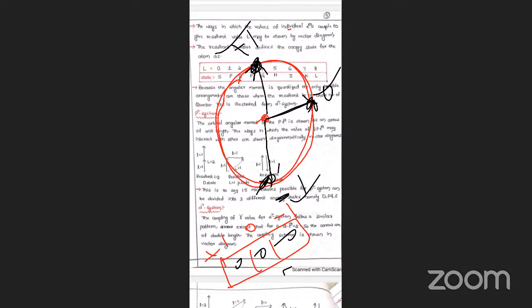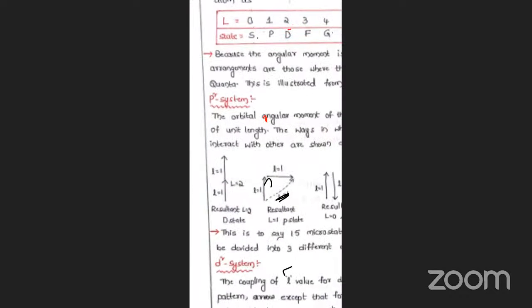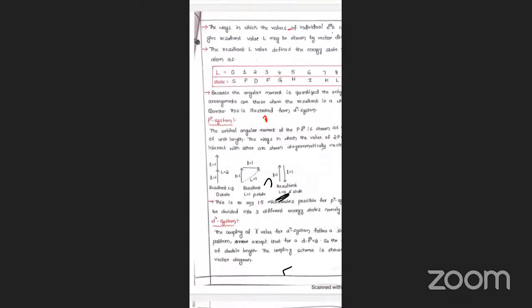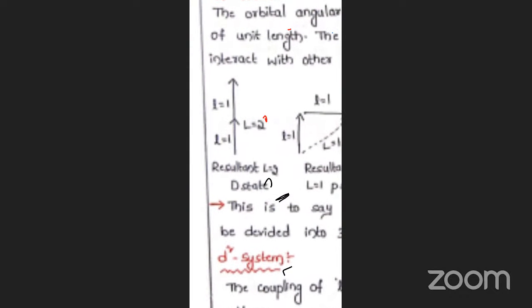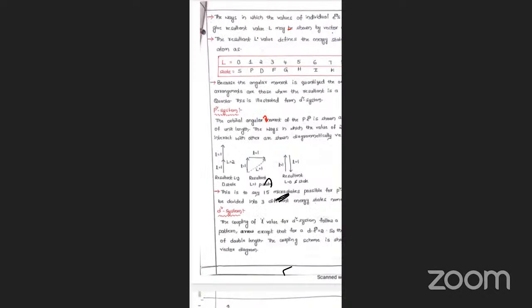How to explain that? Let us explain the data here. P2 configuration means L1 is equal to 1, L2 is equal to 1. Total L is 2. L is equal to 2, so the term is the D term. Here L is equal to 1, L is equal to 1. But here in which position is the electron found? 0 position. You can observe this in the diagram.